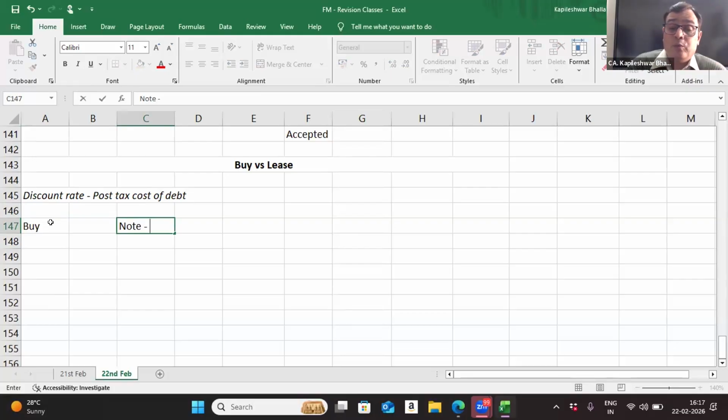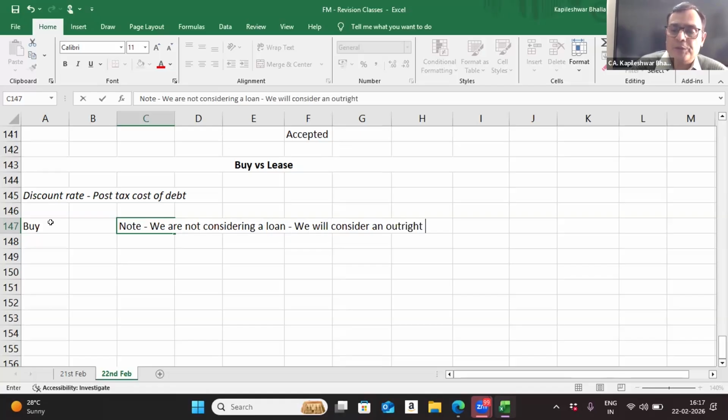And that's right. So we are not considering a loan. We will consider an outright purchase for our evaluation.